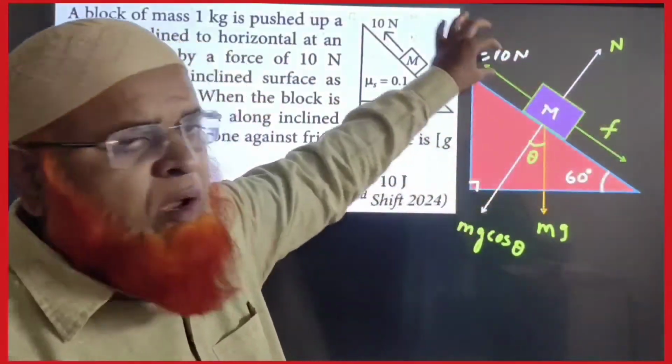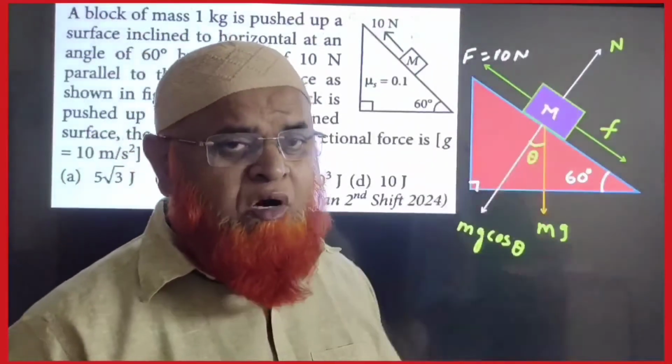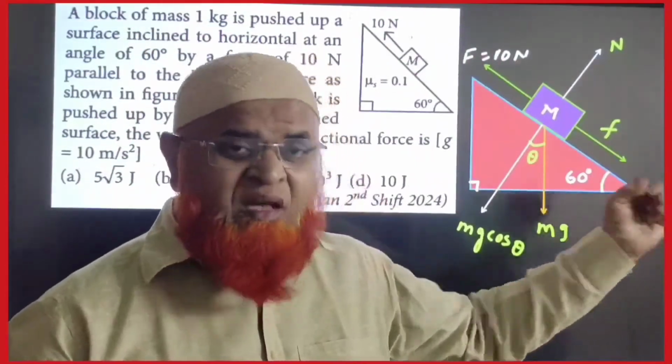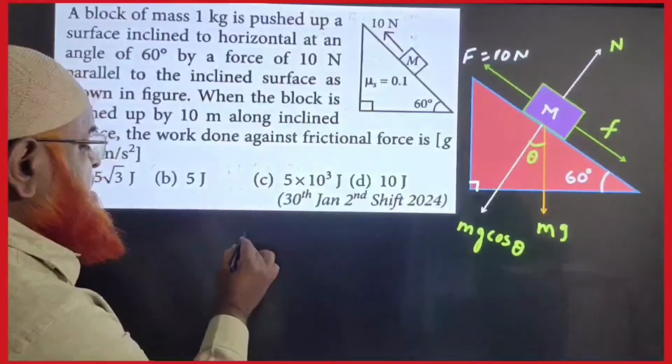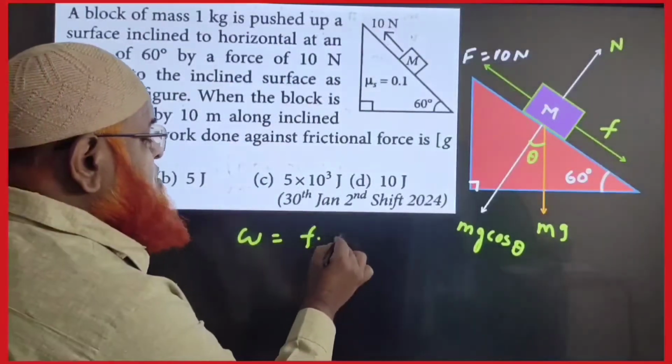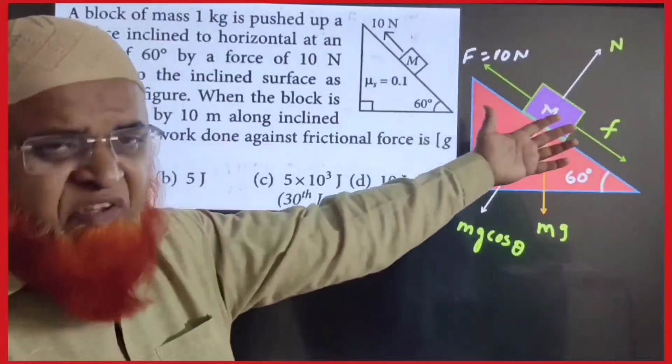My dear students, this is an inclined plane. A block is moved upwards. When a block is moved upwards, friction acts downwards. Then what is the work done by the friction? You all know work done is nothing but force into displacement. Here, what is the friction force?